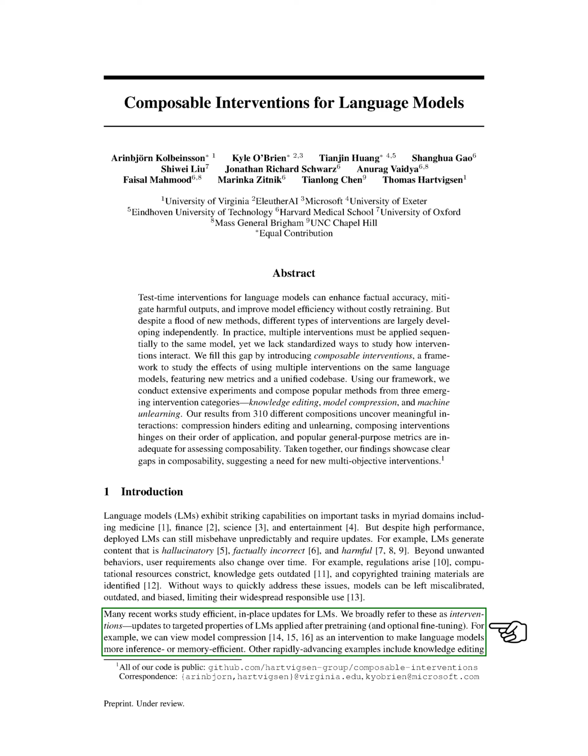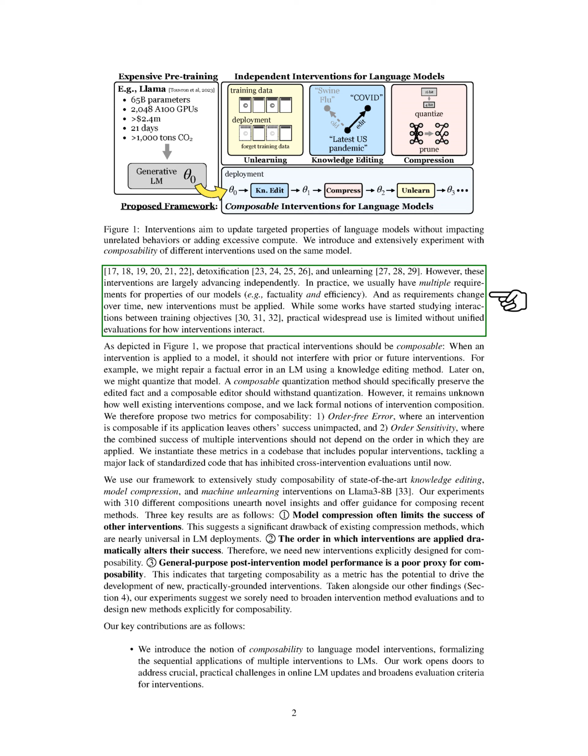These interventions target specific properties of LMs after their initial training. For example, model compression makes LMs more memory efficient, while knowledge editing and unlearning are other evolving techniques. However, these interventions are often developed independently, making it challenging to combine them effectively.